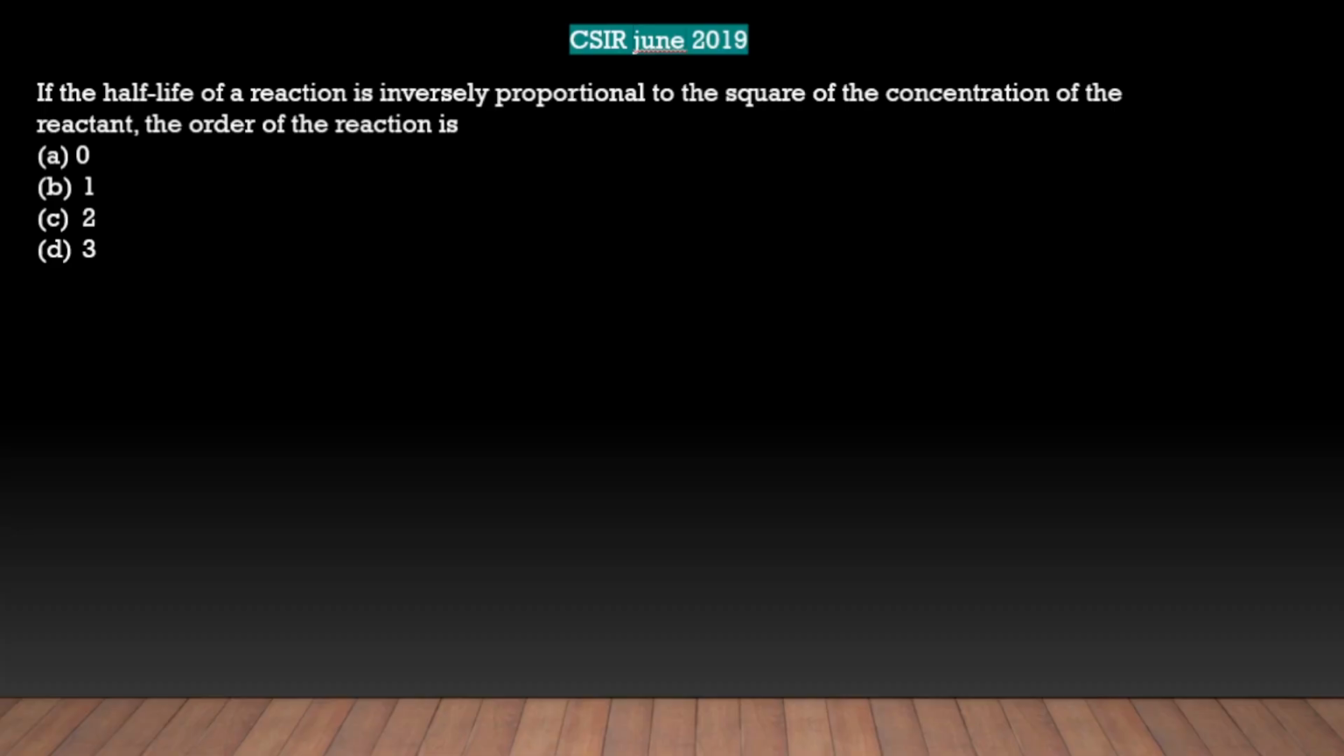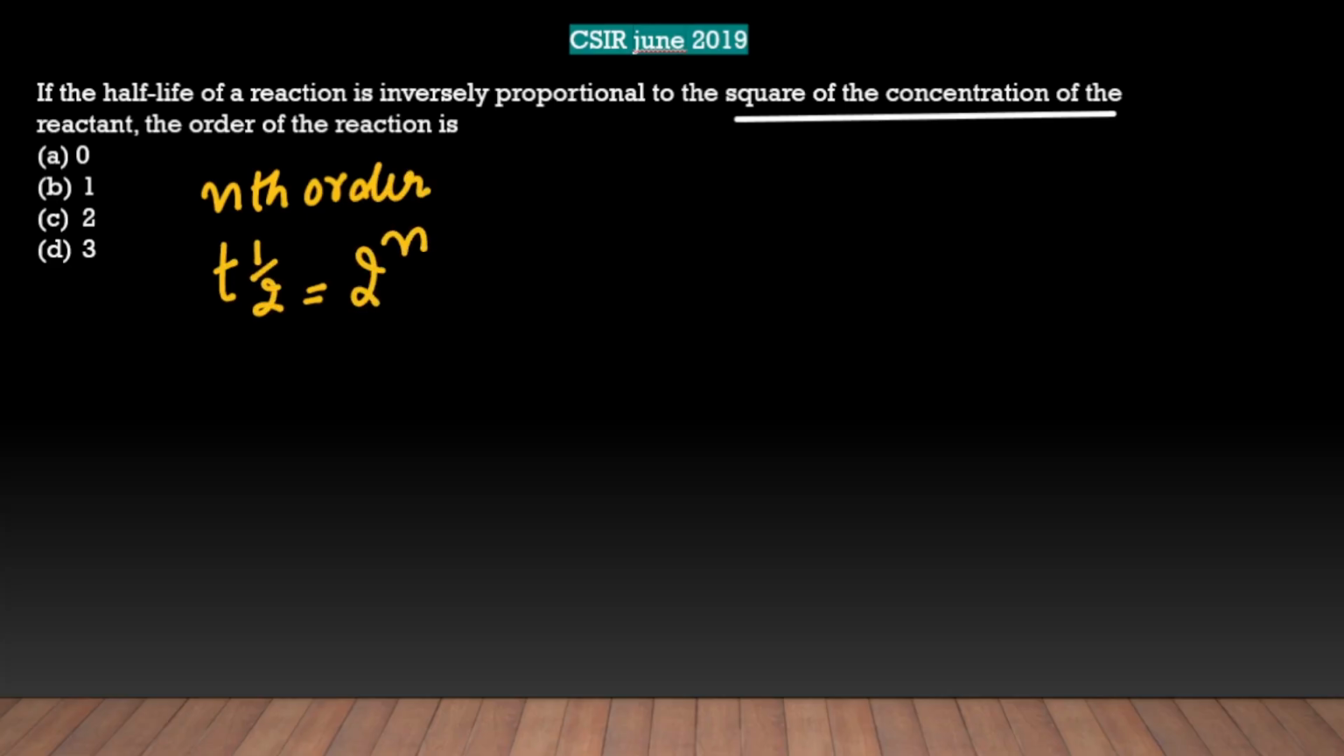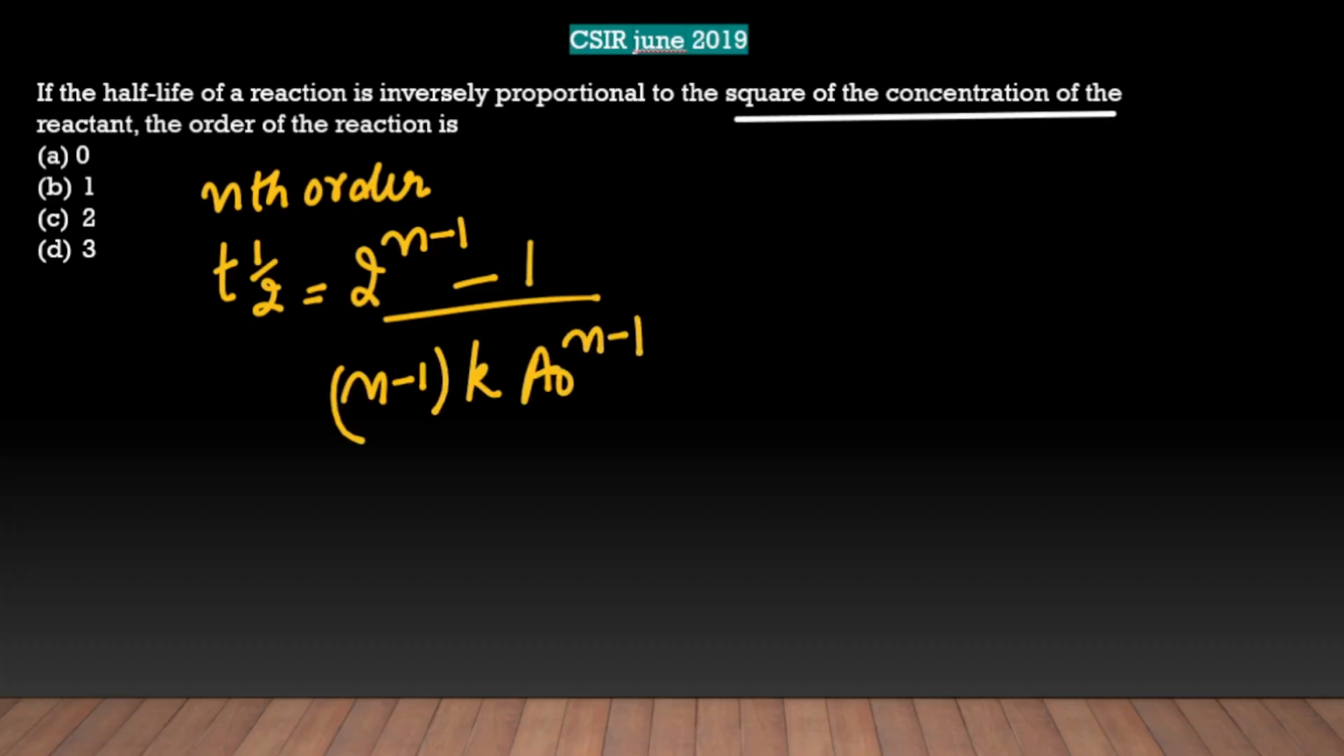The question says that if the half-life of a reaction is inversely proportional to the square of the concentration of the reactant, what is the order of the reaction? So we know that for the nth order of a reaction, t half is equal to (2^(n-1) - 1) upon (n - 1) into k into a naught raised to the power of n minus 1. So from here we get that t half is inversely proportional to the initial concentration raised to the power of n minus 1.